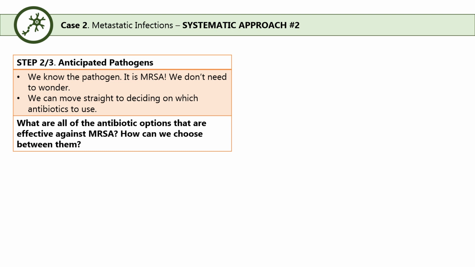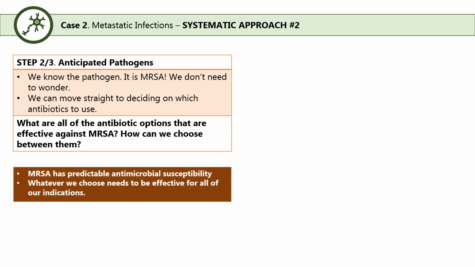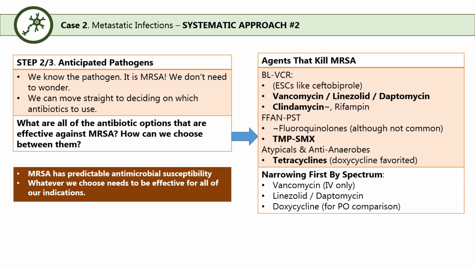We need to revisit for ourselves what the possible agents are that we could use and which is the best empirically in this scenario. Moving through our mnemonics, we know that vancomycin, linezolid, and daptomycin all have great efficacy against MRSA. Clindamycin is not perfectly reliable, and rifampin is only used in synergy. From our other mnemonics, fluoroquinolones probably have activity but are uncommonly used for MRSA, but TMP-SMX as well as doxycycline both have great PO activity against MRSA.